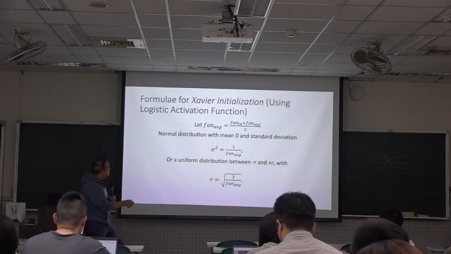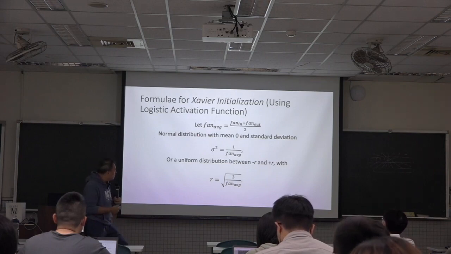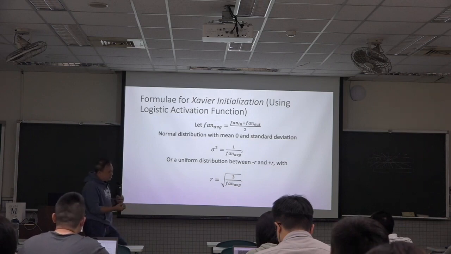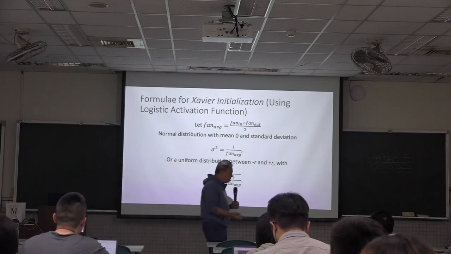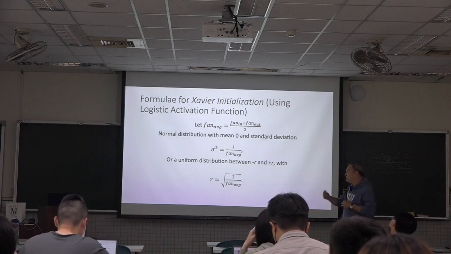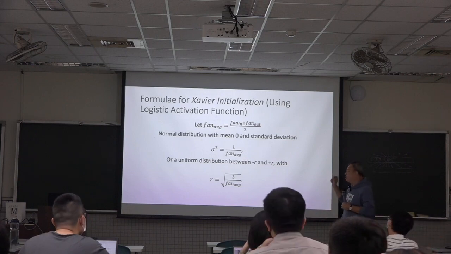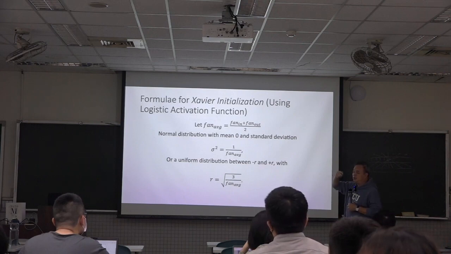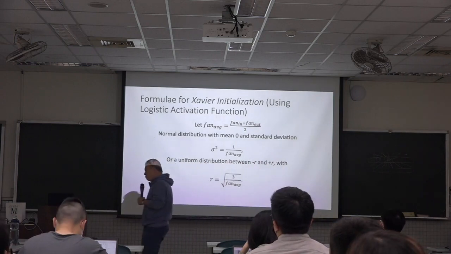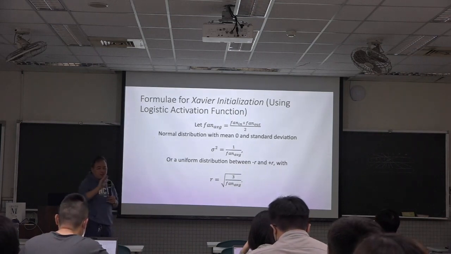So if you initialize your weights this way, it is still random initialization. It's just that the range for this random initialization is different. And by this very small tweak, they prove that the chance for this increasing variance issue will be alleviated. Be careful, I'm saying alleviated. I didn't say completely gone.